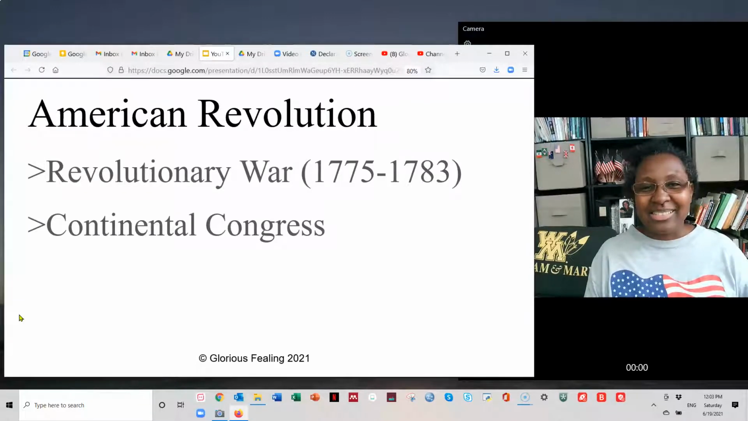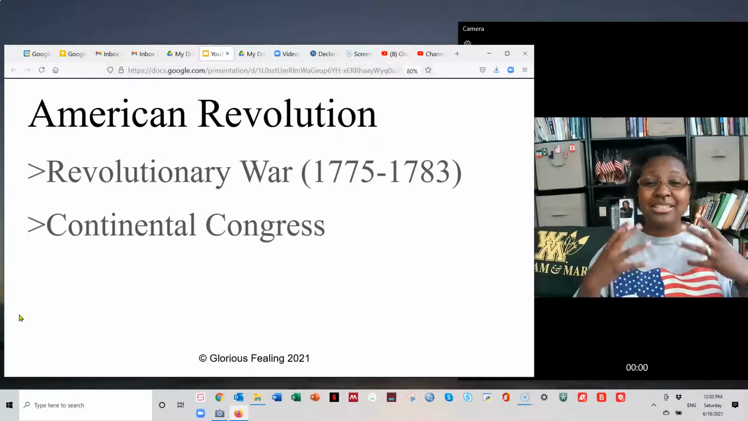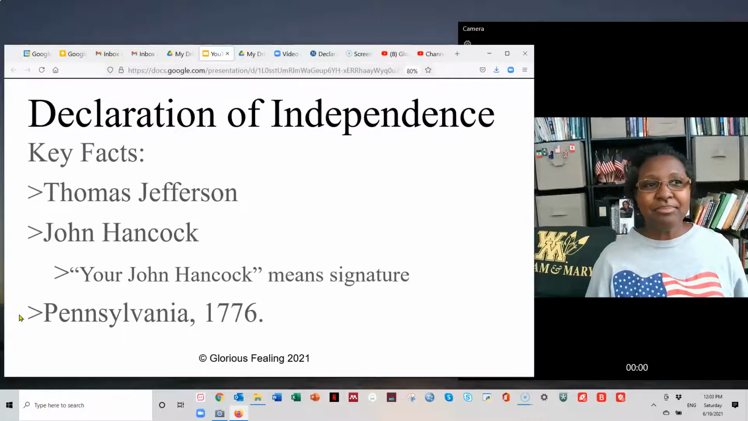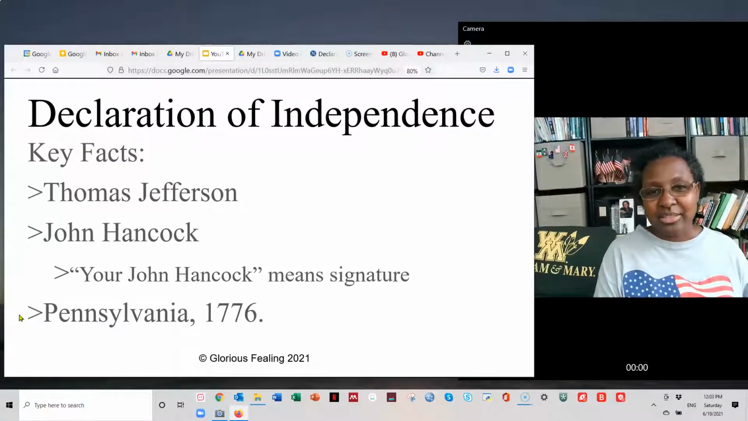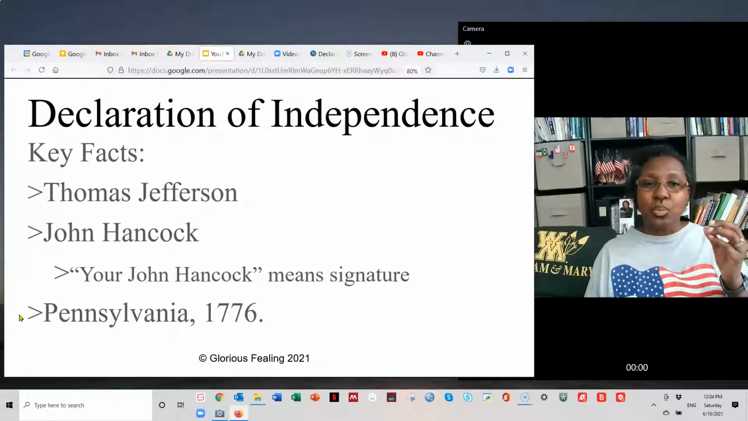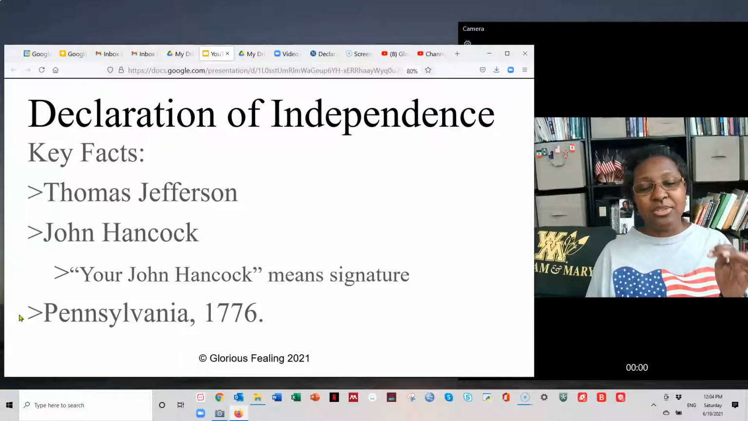The 13 colonies sent representatives, or delegates, together to meet in a group called the Continental Congress in Pennsylvania. The Continental Congress decided that it wanted to declare, or announce, that the colonies were going to separate once and for all from England. Some key facts during this time were that the Declaration of Independence was written in its first draft by Thomas Jefferson and a committee of people.